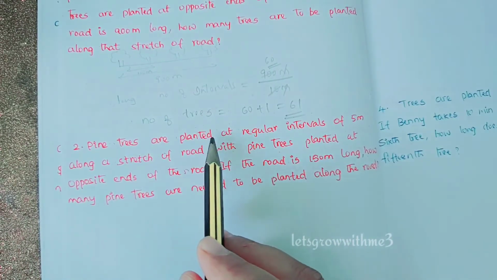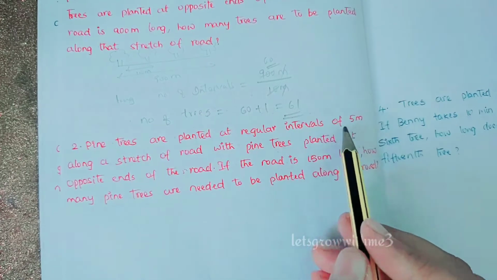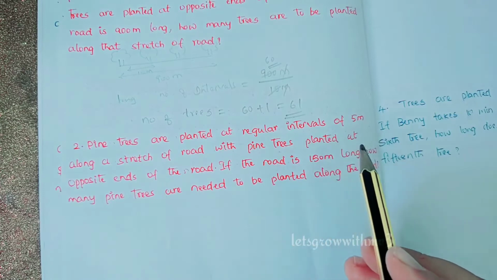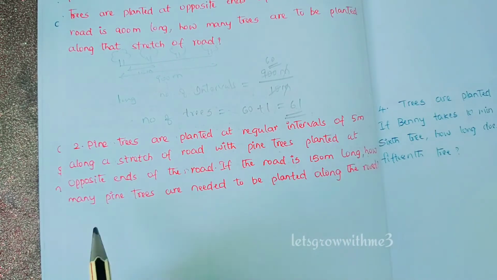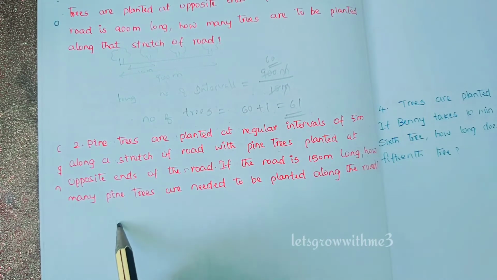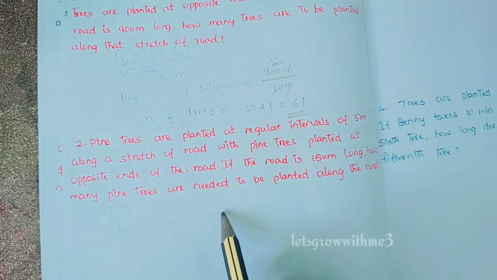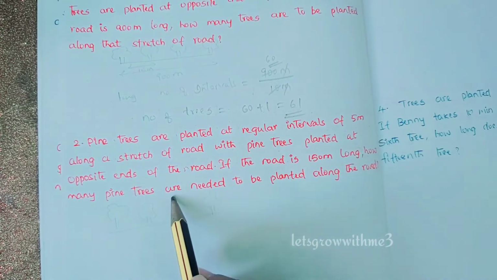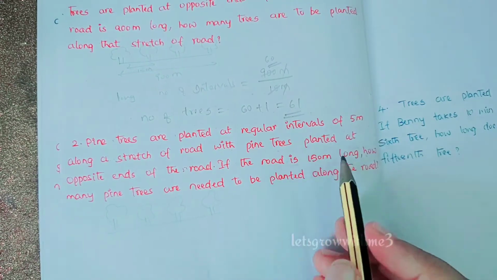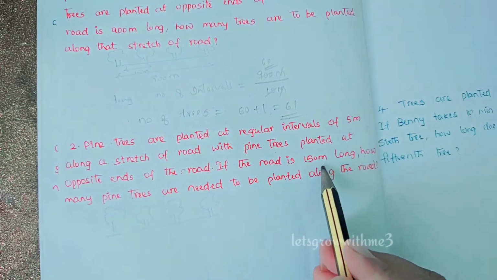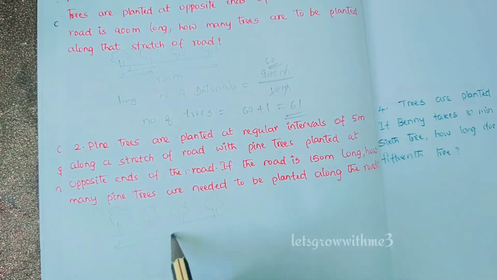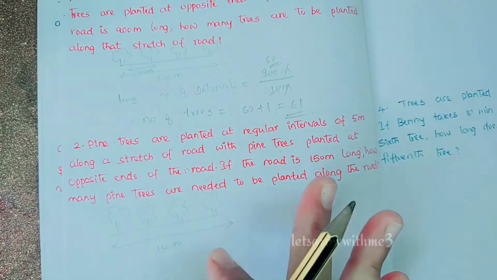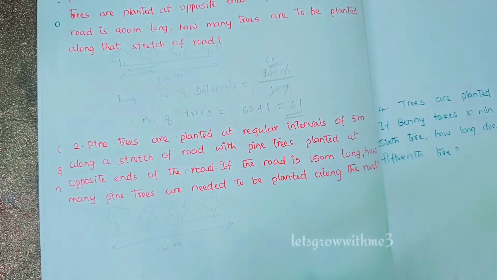Pine trees are planted at regular intervals of 5 meters along a stretch of a road, with pine trees planted at opposite ends of the road. So at the opposite ends we can find the trees, and in between also we have some trees. It's like the case 1 scenario. If the road is 150 meters long, how many pine trees are needed to be planted along the road?